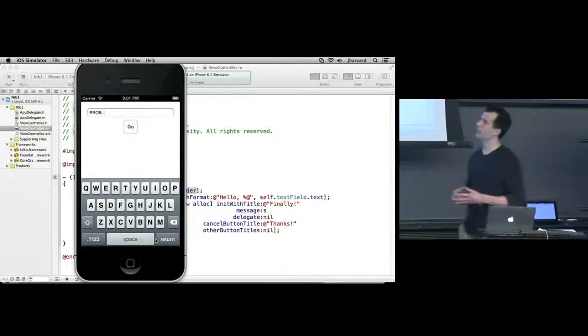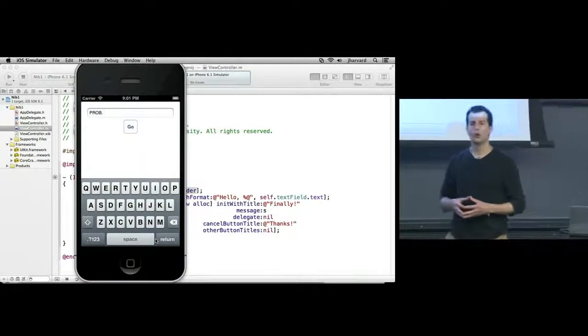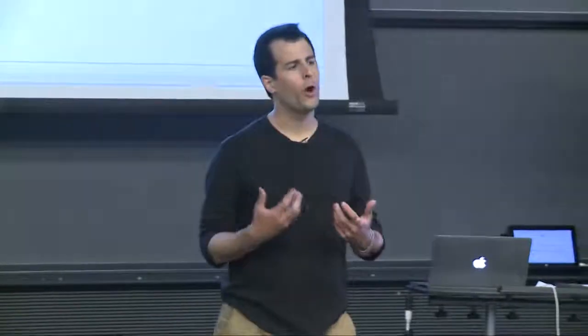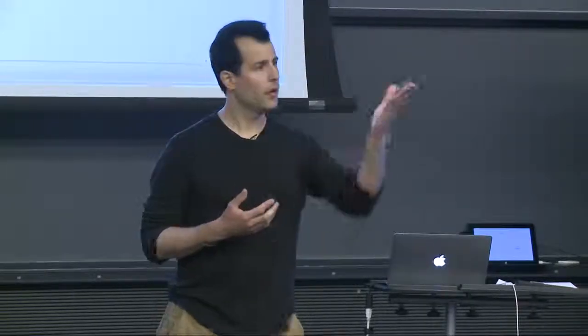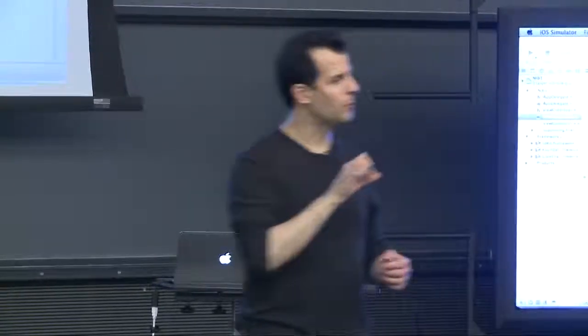Well, who might know if and when return is entered? What do I want to wire to what, do you think? Yeah, so previously we wired the go button to the go method, but we didn't wire the keyboard, or the text field rather, to that same method. But the text field should surely know when one of its buttons is pressed. So let's see if we can find that. Let me go into the nib file. Let me go ahead and control-click on the text field.